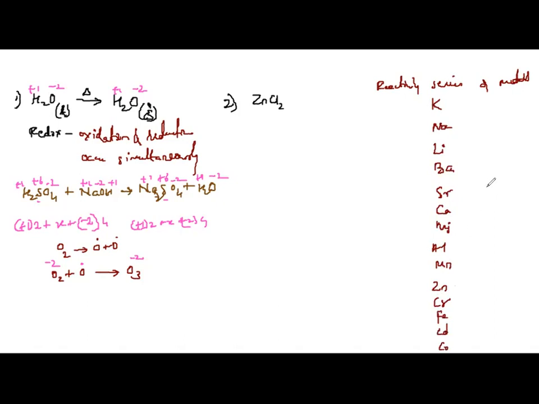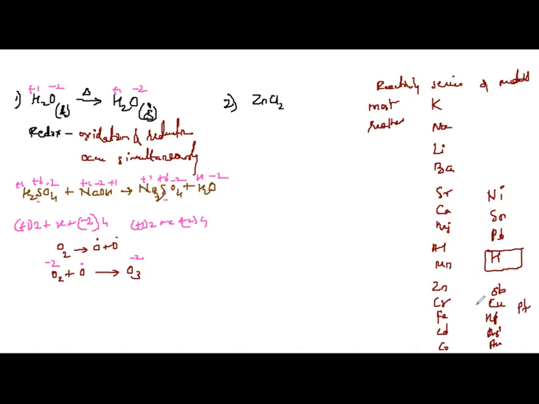After cobalt comes nickel, then tin, Sn stands for tin, then lead, then hydrogen. This is the distinguishing character. Then antimony, bismuth, copper, then mercury, then silver, gold, platinum. Getting it? So this is from most reactive downward.